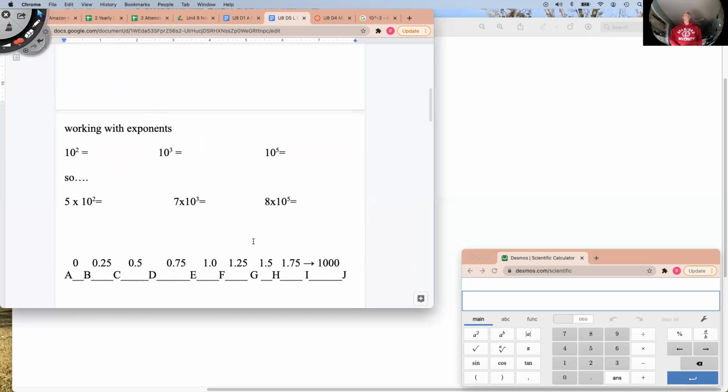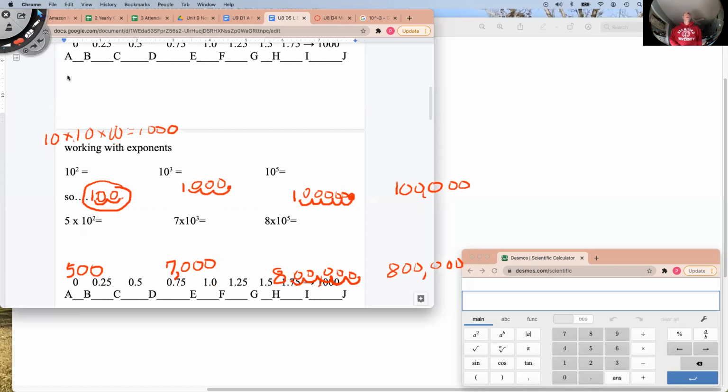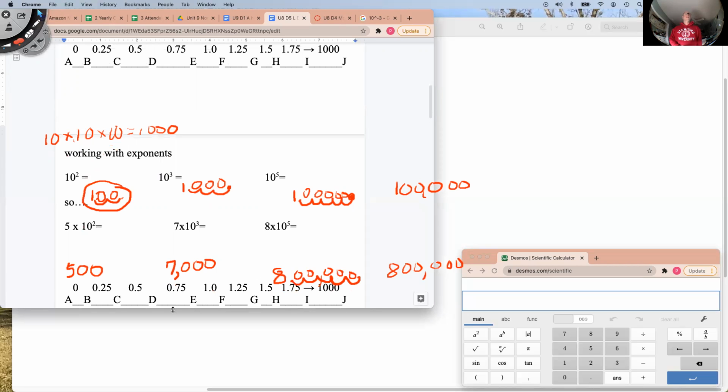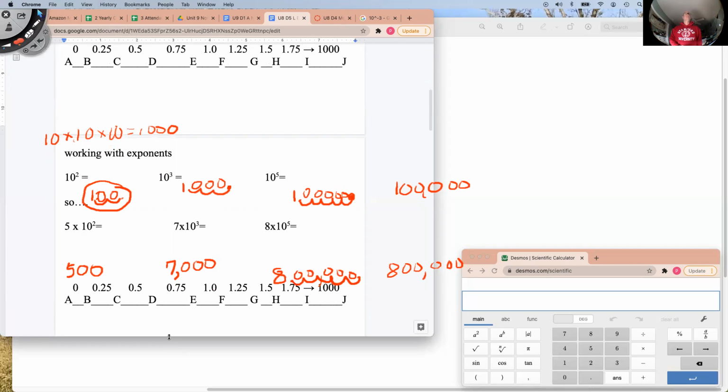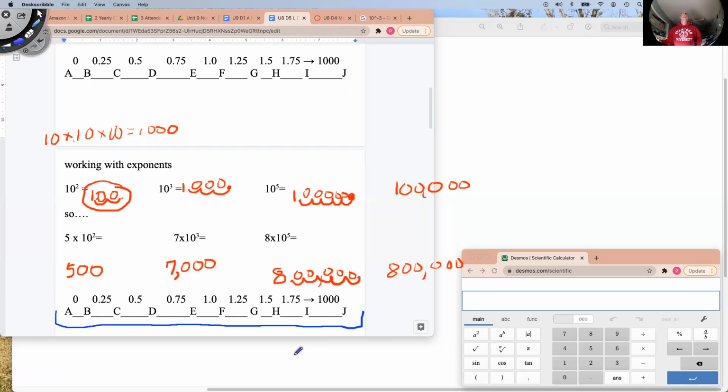All right, now, whoops, let me put all that back. There we go. Let me bring this down a little bit. So here's my question. 10 squared, the number 100, would be which one of these letters? Where would the number 10 squared or 100 fall on this number line, ladies and gentlemen? So on this number line, which letter would be the number 100? That's right. It would be the letter I because it's going to fall between 1.75 and 1,000.